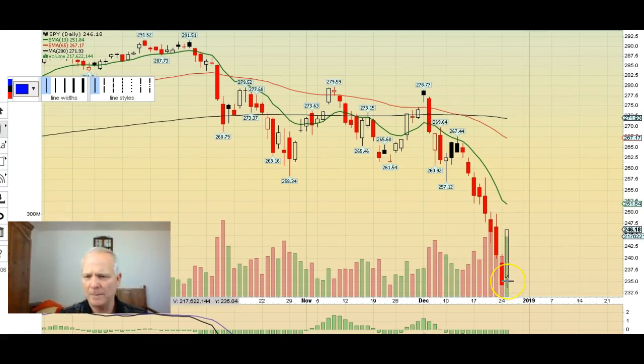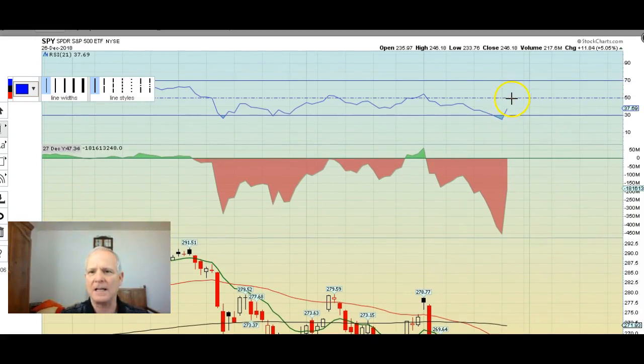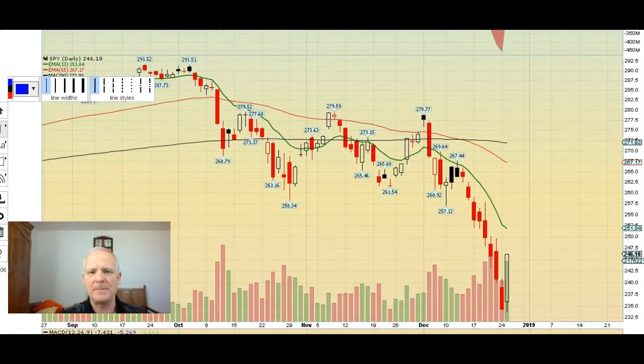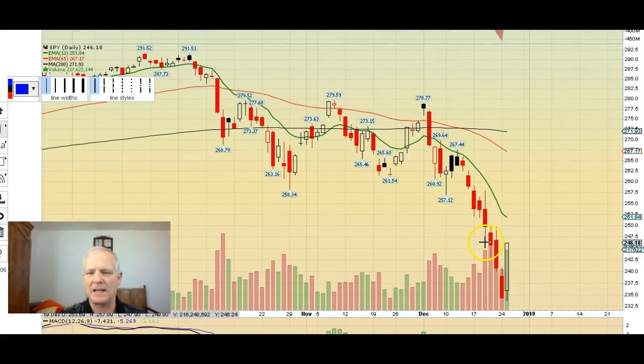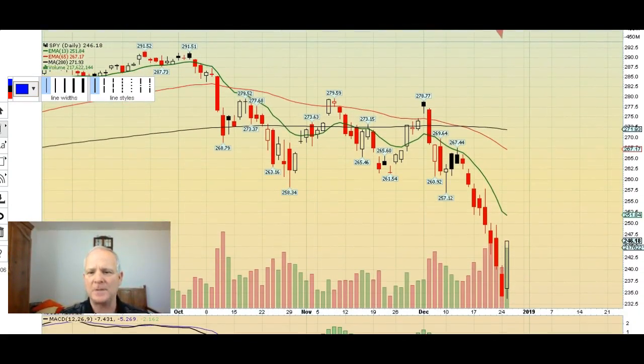This is December 26th, 2018. Now, it does look like it's good. It's got some potential ingredients here of a buy. Now let's check the rest of our indicators. We're still in the red on the force index, and the RSI hasn't made it yet. So typically in a downtrending market like this, coming down hard, a big long-ranging candle like this, and we had a 5.05% day to the upside.